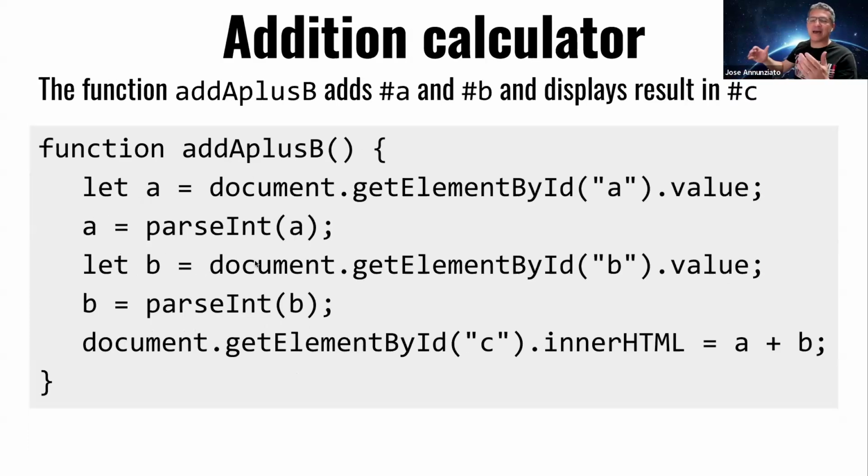So here you have add A plus B, right? It's grabbing each one of the values, right, of the input fields A and B, parsing them into integers because whenever you read from these input fields, the default is that these are all strings, right? So you parse them into an integer, just make sure that they're integers, right? And then we add both of them, right? And we update the inner HTML of the C span, right?